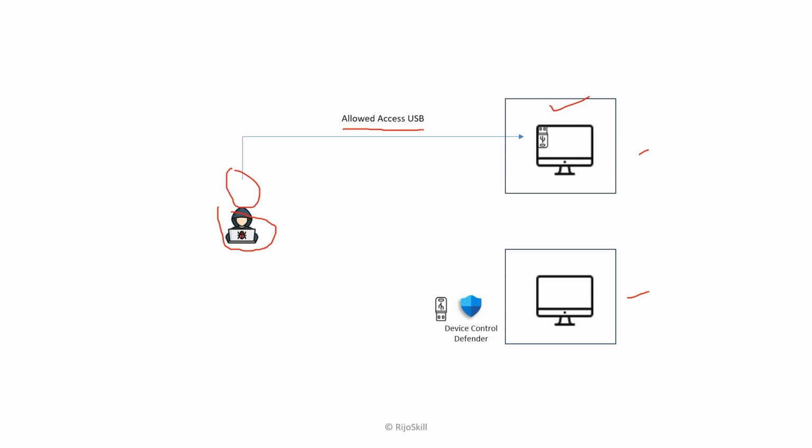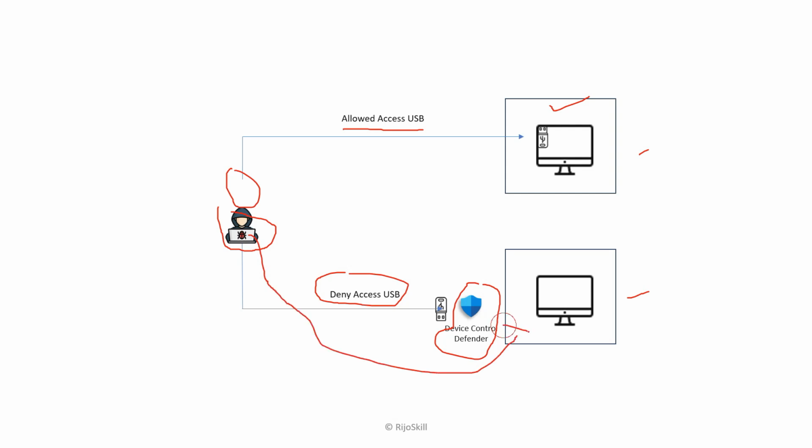Here you can see the USB connection is denied. Why is the USB connection denied? Device control will deny the USB connection because the attacker cannot access this PC because of the device control. Your policy will block access for the USB connection. In the first case, the attacker can easily connect to your organization devices because no device control policy is implemented for these devices.